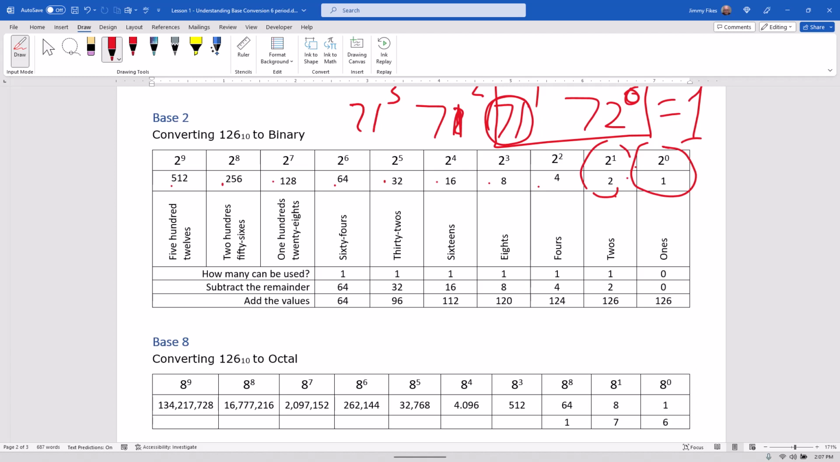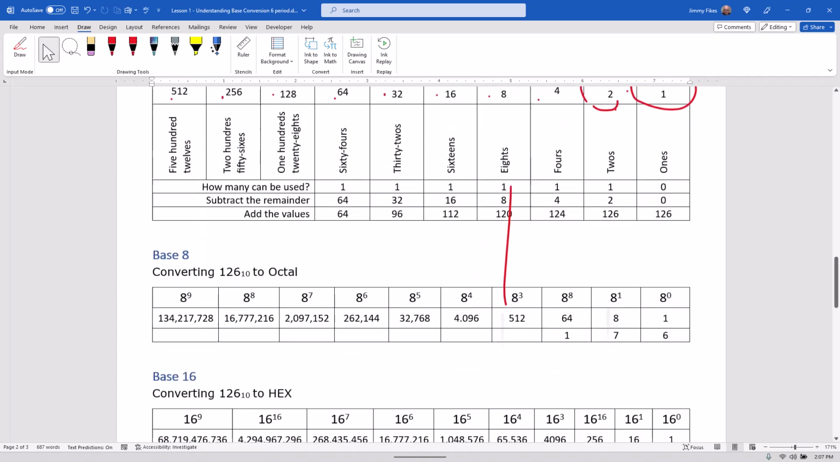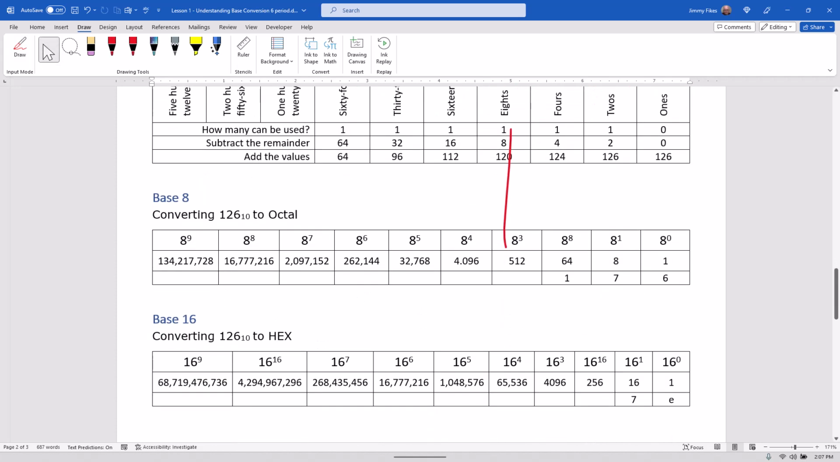Look at the base 8 chart. 8 to the power of 0 is, come on guys, stay with me. 8 to the power of 0 is 1. 8 to the power of 1 is 8. 8 times 8 is 64, times 8. If you don't know it off the top of your head, it's right there, 512.